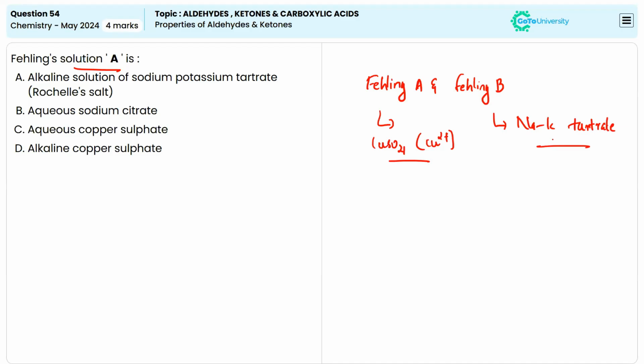So here we have to identify the correct answer. From these options we can see the first one is sodium potassium tartrate or Rochelle salt. That is not Fehling's A, that is Fehling's B, so this is incorrect. The second option is aqueous sodium citrate, that is also wrong. So the third one is the correct answer. Fehling's solution A is aqueous copper sulfate solution, and it provides the Cu2+ ions. And option D is also wrong, that is alkaline copper sulfate. So the correct answer is B.